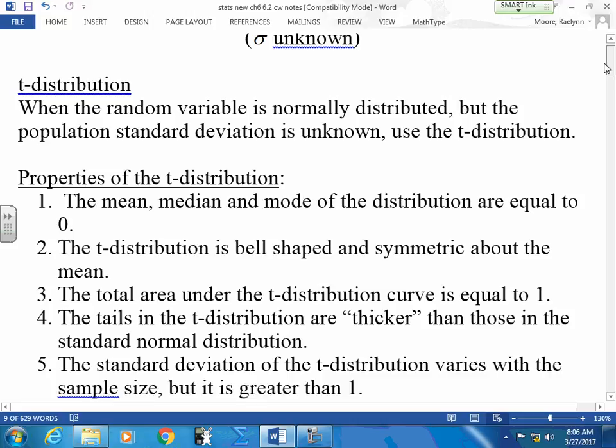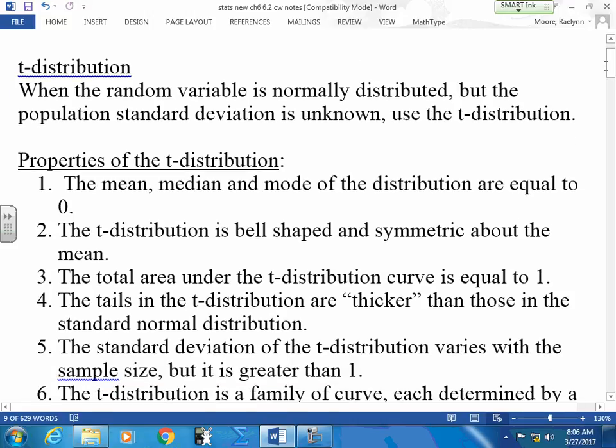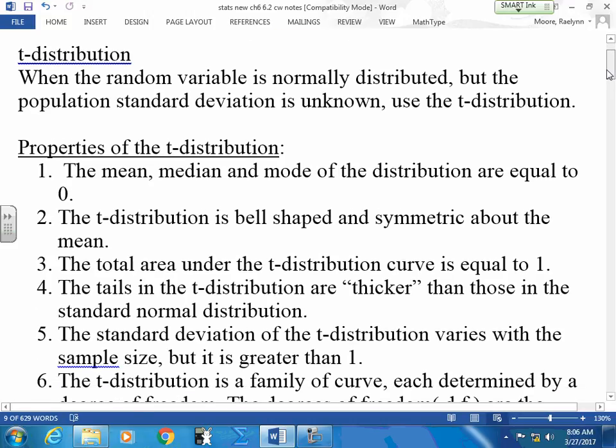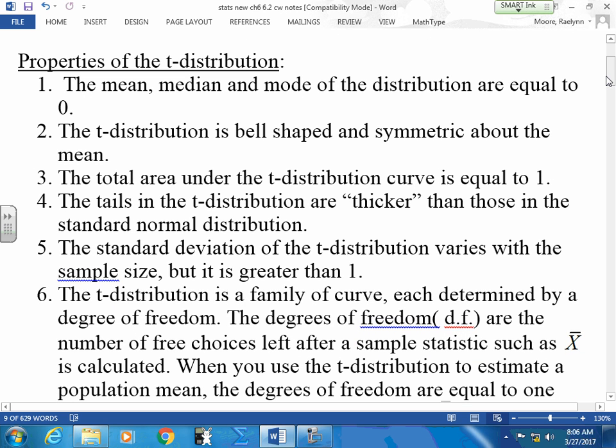All right. So your random variable is normally distributed, but your population standard deviation is unknown. This is key. All right. Your properties, and I put this on your note page, are very similar to your z-score, except you're still going to have the mean, the median, and the mode equal to 0. It's still going to have a nice little curve. It's just going to have different shapes right now until it gets closer to the 30. The total area under your curve is always 1. The tails in the distribution are a little thicker than those in the normal distribution because of the way it's moving. And the standard deviation varies with your sample size.